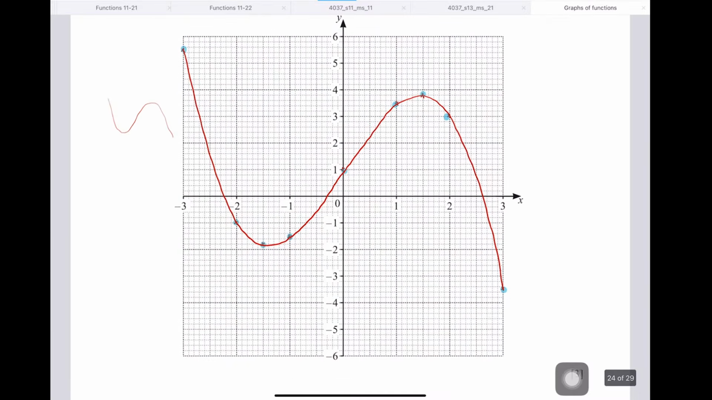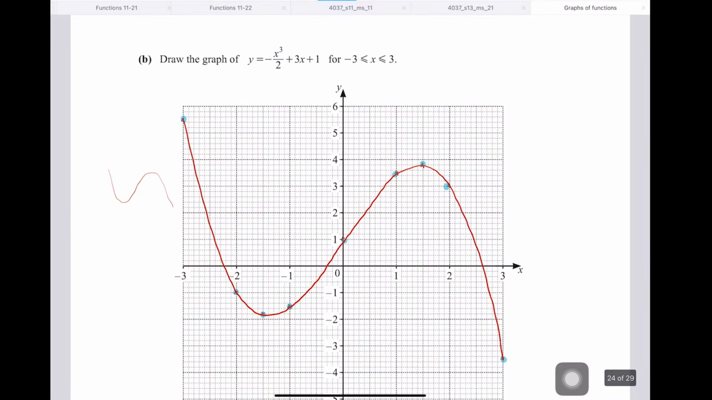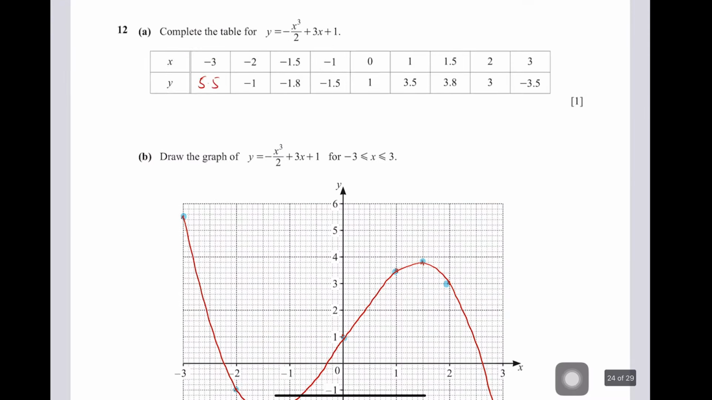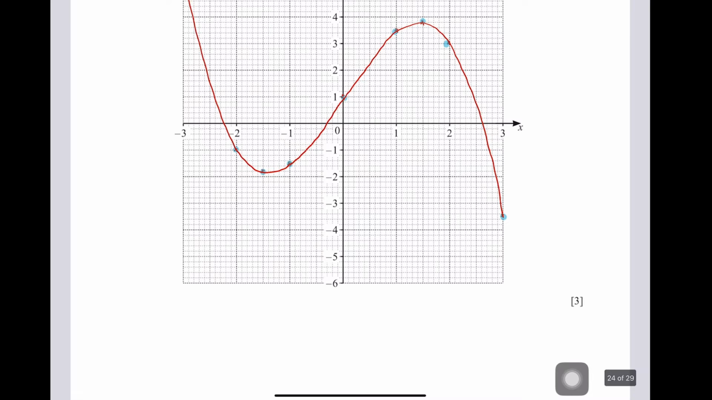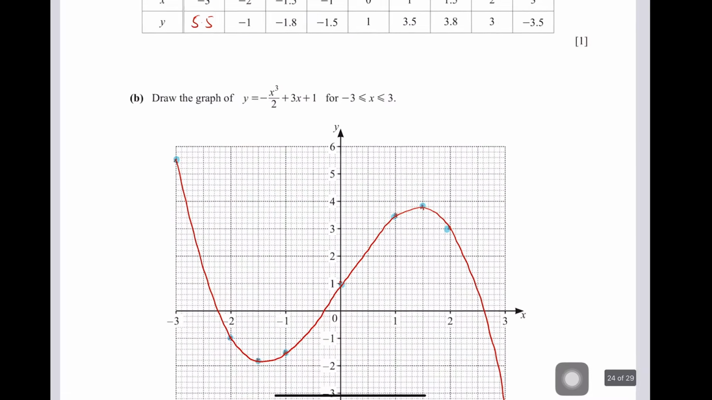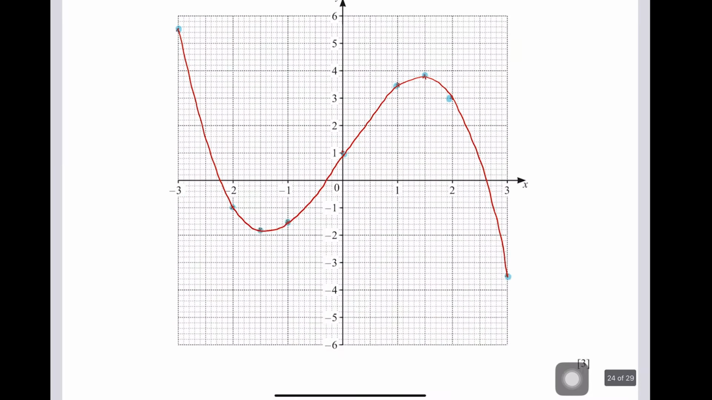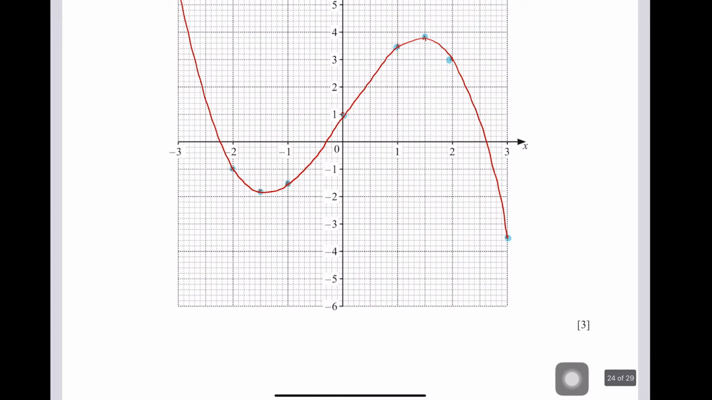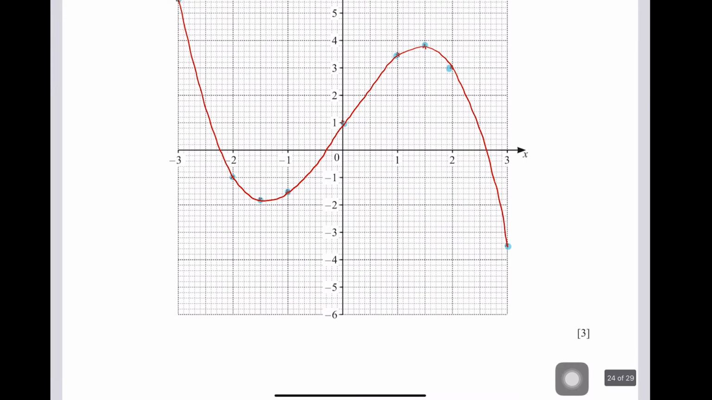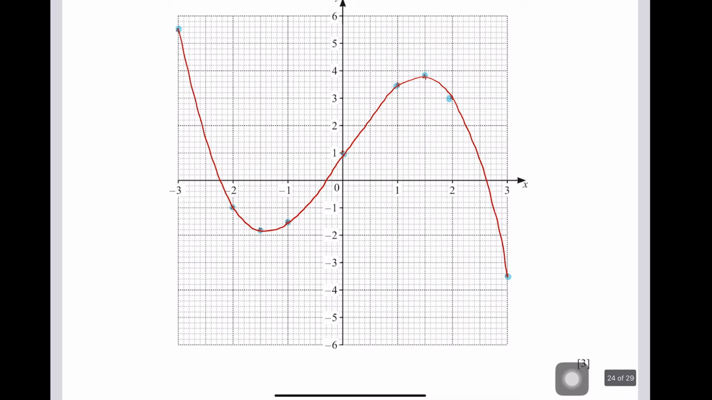Okay, not bad. So there you go. We have how many marks so far? We have scored 1 plus 3, 4. 4 easy marks, okay? 1 mark for just using your calculator, and then 3 marks for marking the points correctly and joining them.